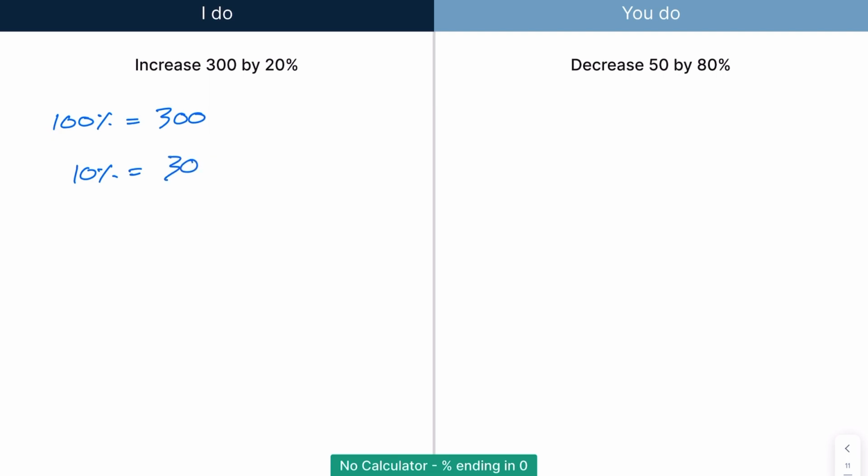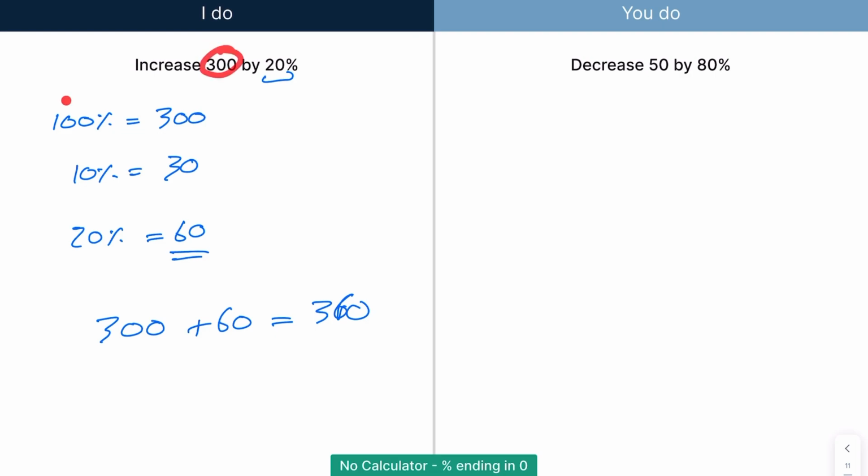So now I know what 10% is. The question's asking for 20. Well, how do I get 20? Well, I just double it. So if I double that, I now know what 20% of 300 is. So the question is asking me to increase it by 20%. And the final answer becomes 360. So just as a recap, the value in the question is 100%. We've been asked to find 20%. The easiest way to do that is to find 10% first, and we can do that by dividing each side by 10. Once we have that, we can double it to find 20%.